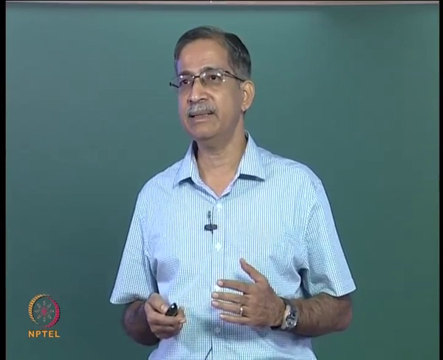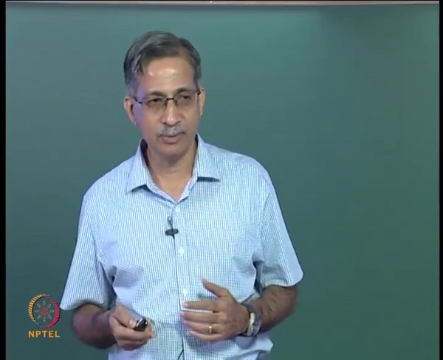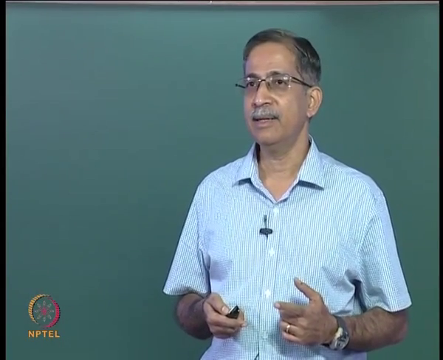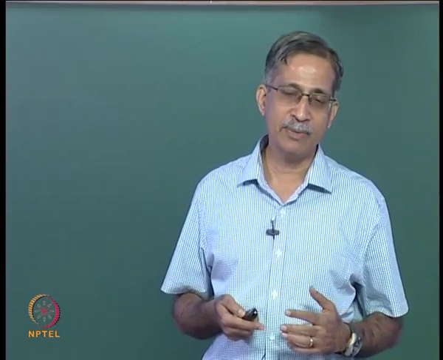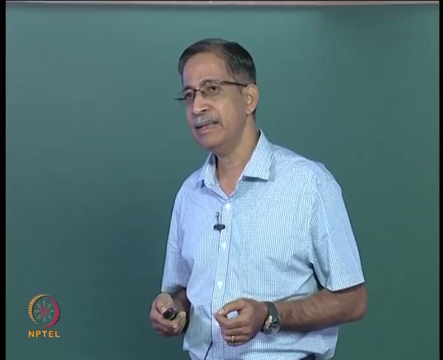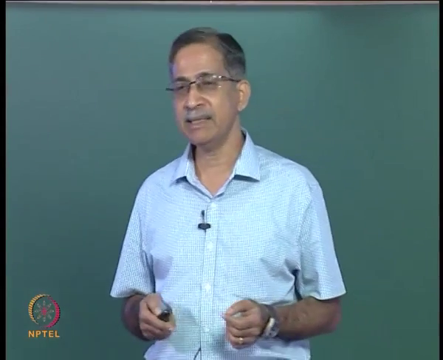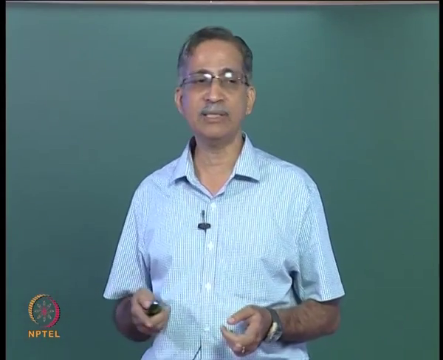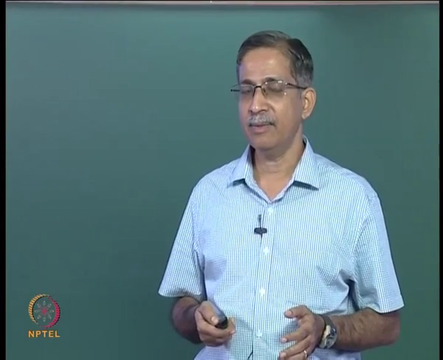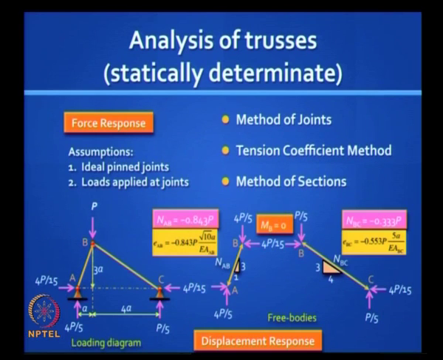We use the word elongation to refer to the axial deformation. The word elongation is strictly appropriate if the axial force is tensile, which is what we assume when the force is positive. If the force is negative, then it is compressive and the elongation turns out to be a contraction. And what is the relationship between the axial force and the elongation? Elongation is equal to what? PL by EA.